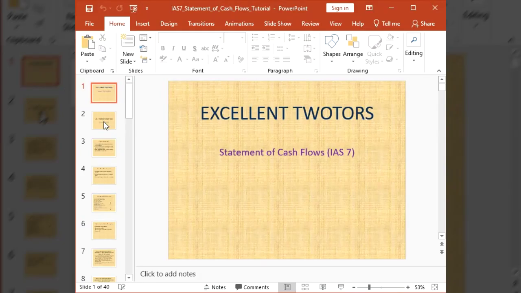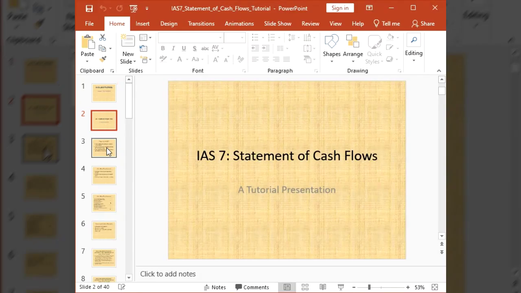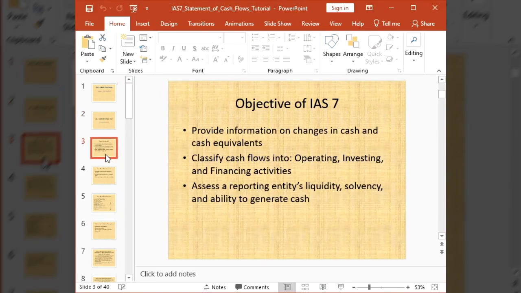In this lecture today, we will specifically be looking at the statement of cash flows from the perspective of IAS 7, Statement of Cash Flows. IAS 7 is the financial reporting standard that guides the preparation of the statement of cash flows in the financial statements of a reporting entity. One of the objectives of IAS 7 is to provide information on changes in cash and cash equivalents of a reporting entity. So, what do we mean by cash and cash equivalents of a reporting entity?